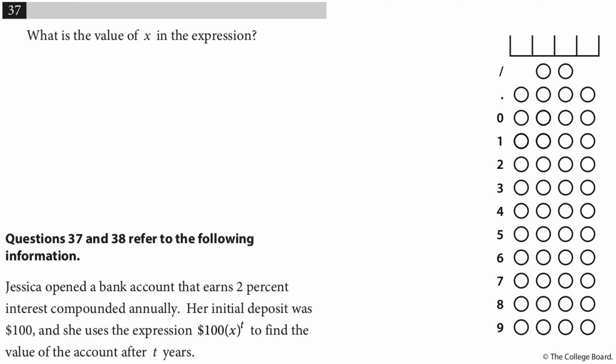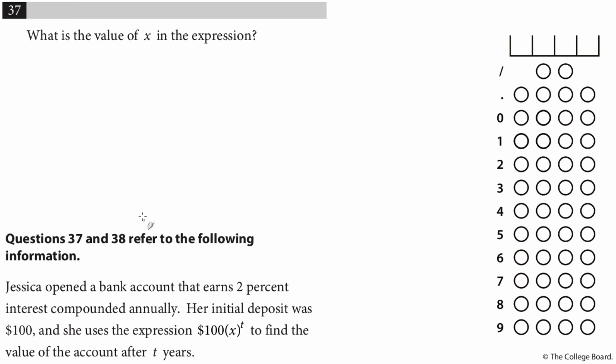Okay, give this a shot. All right, so in here, the last two questions are based on this information. Jessica opened a bank account that earns 2% interest compounded annually. Her initial deposit is $100, and she uses the expression 100x to the t to find the value of the account after t years. So in here, they want to find what is the value of x in the expression.